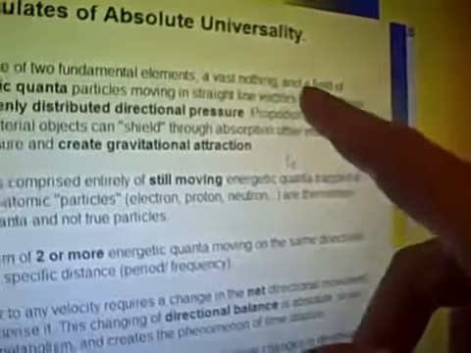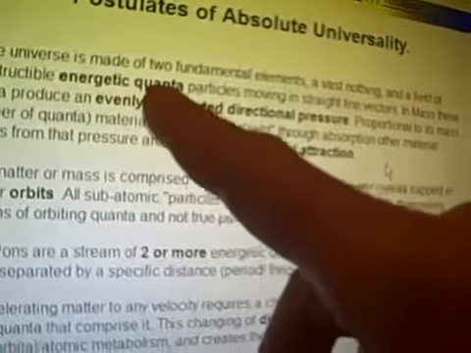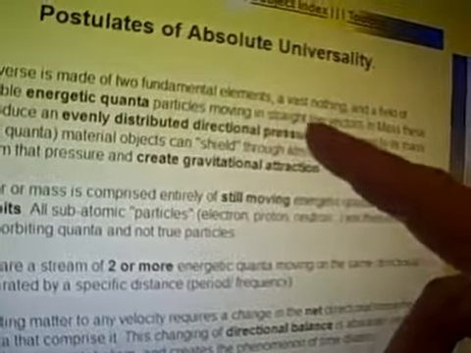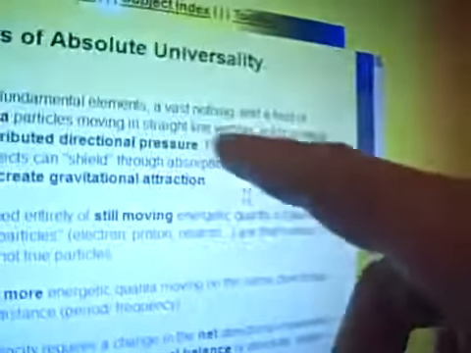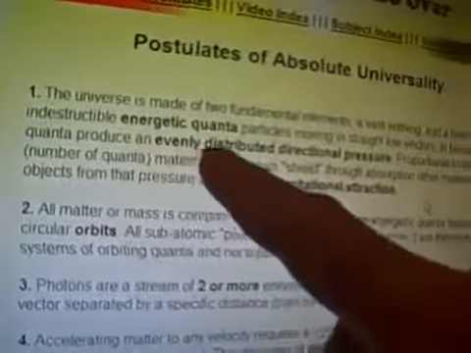I'll go through some of this. The universe is made of two fundamentals: vast nothing, and a field of indestructible, energetic quanta particles moving in straight line vectors. I don't know how to say that. I guess I could have just said moving in straight lines. Vectors might confuse the average person. In mass, these quanta produce an evenly distributed directional pressure. Obviously that doesn't say arrows going in all directions evenly, but that's the idea. So I'll draw a picture.